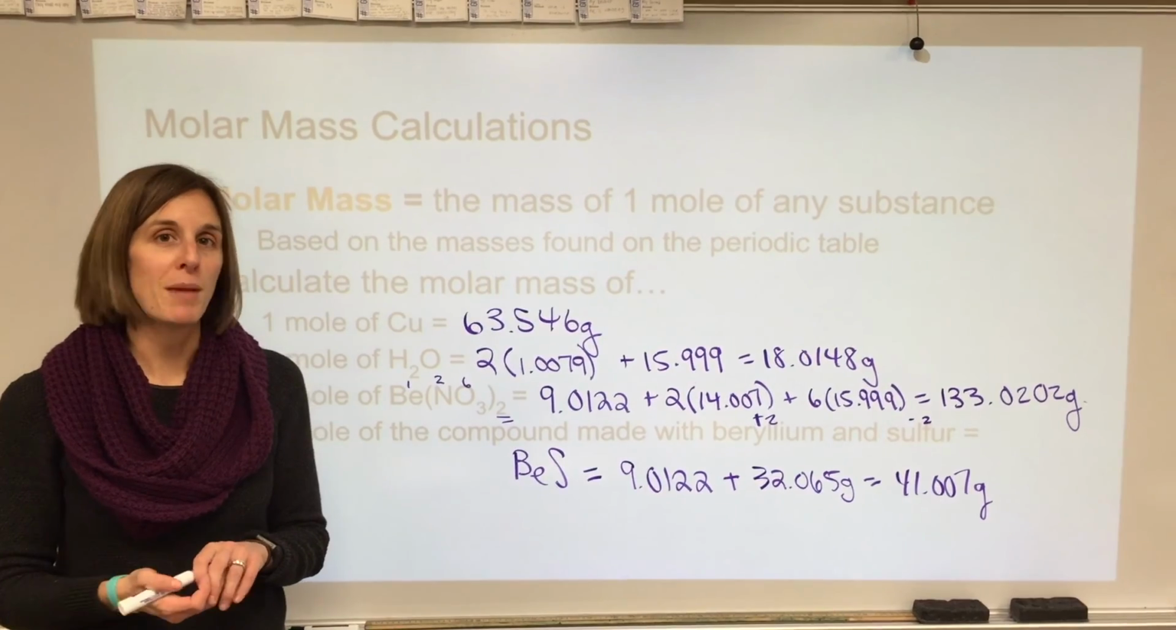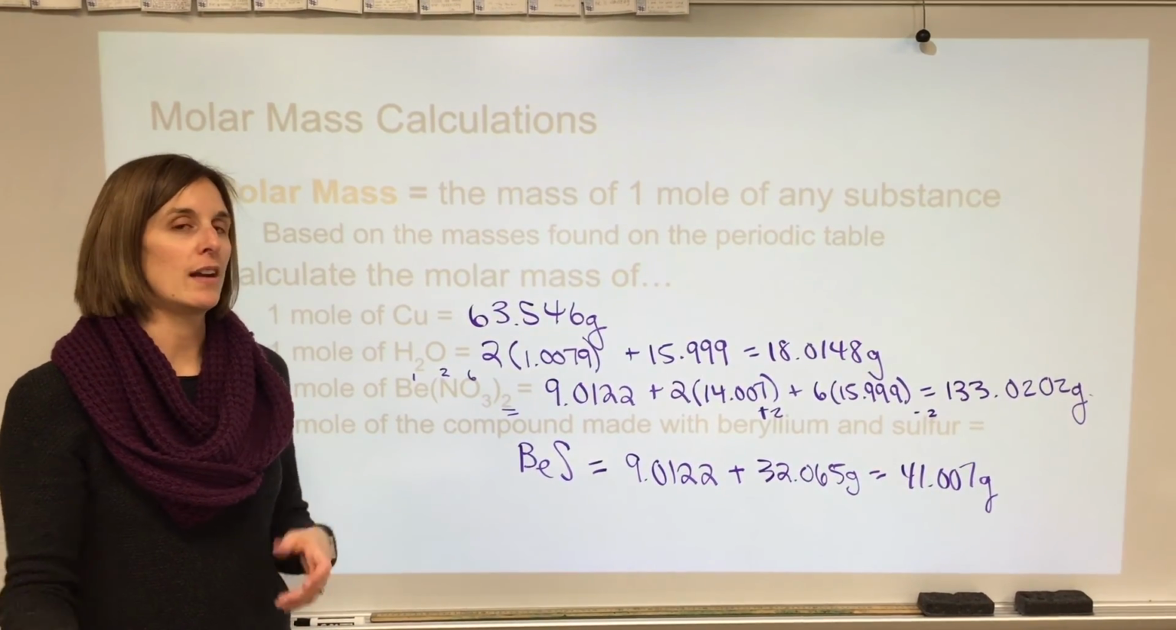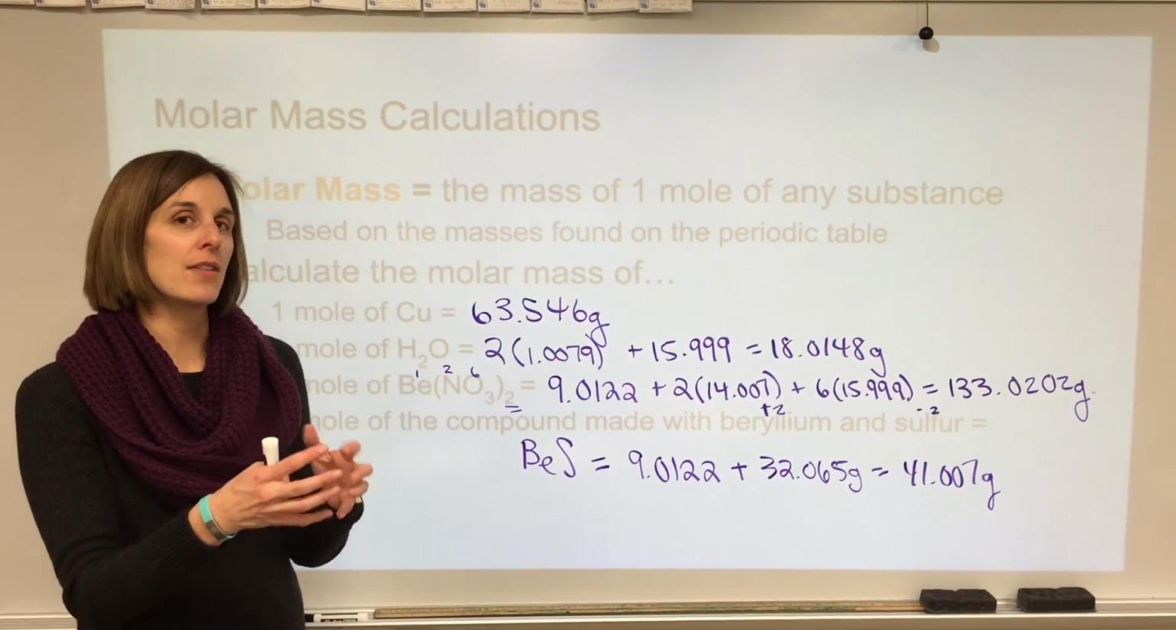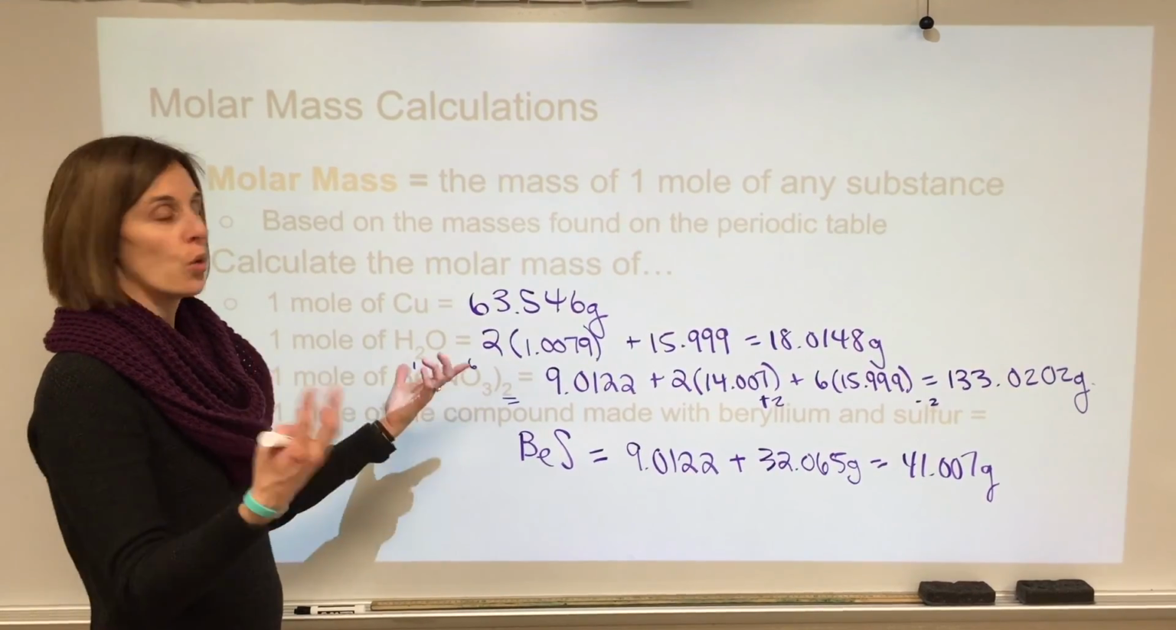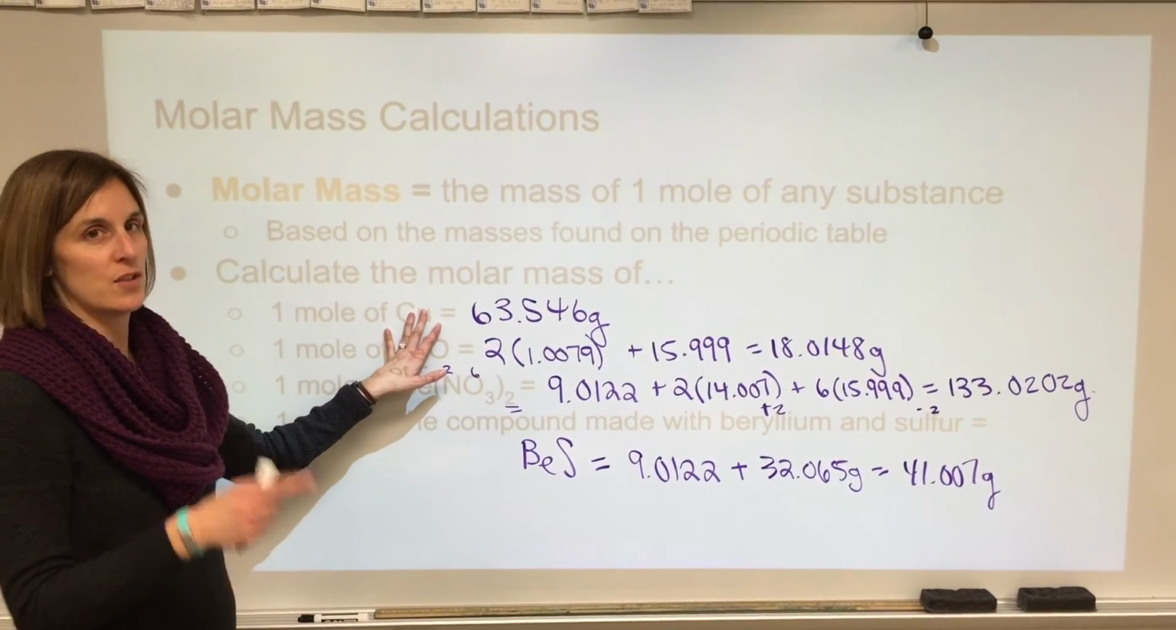That's how you calculate molar mass. You simply just use the numbers provided on the periodic table and add them together to get the mass for your compound, or look at the individual mass if it's just one element.